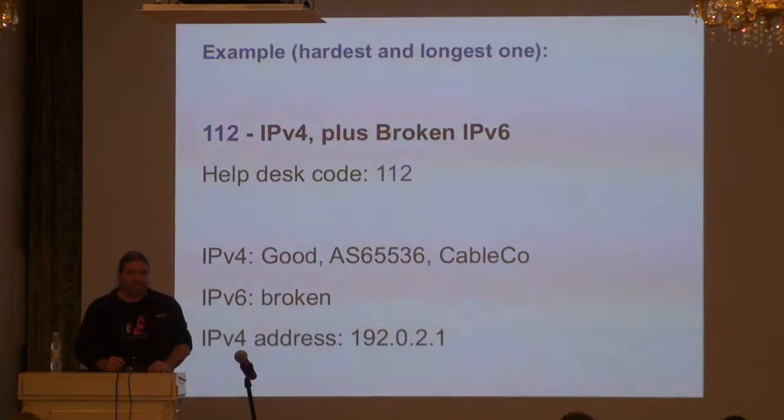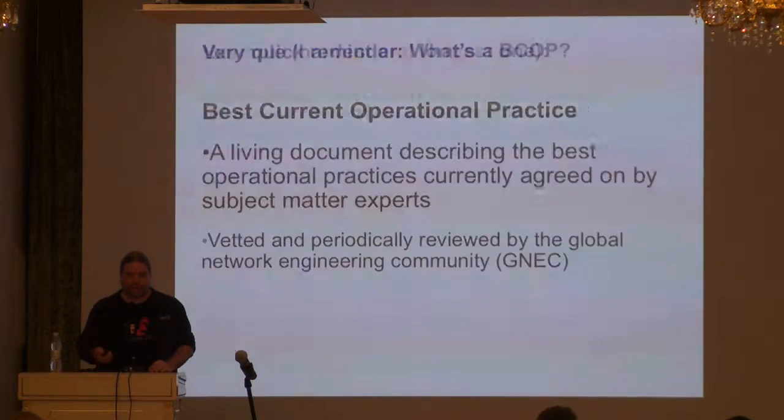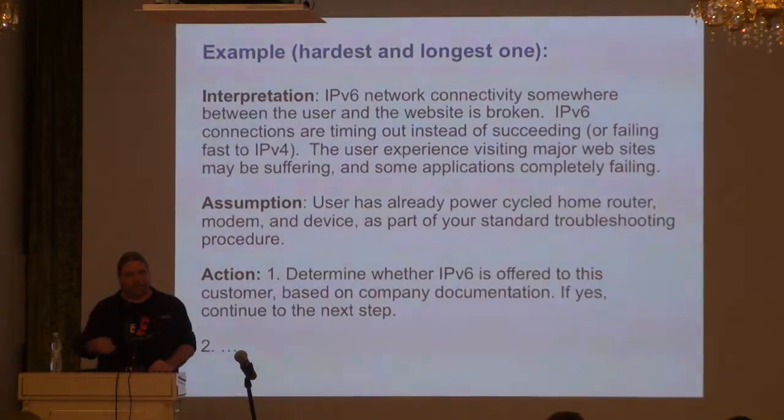For example, this is 112, IPv4 plus broken IPv6, and there is a reason why we chose 112, because that's like help. This one is very long, and there's an interpretation that IPv6 network connectivity somewhere between the user and the website is broken. We don't know where, but you need to figure it out. And then it's action 1, 2, 3, 4, 5. Then there's a list of addresses that should not appear on the end user computer at any point in time and things like this. So it's quite a precise document with very concise instructions on how to fix the majority of the IPv6 issues that your users can have.